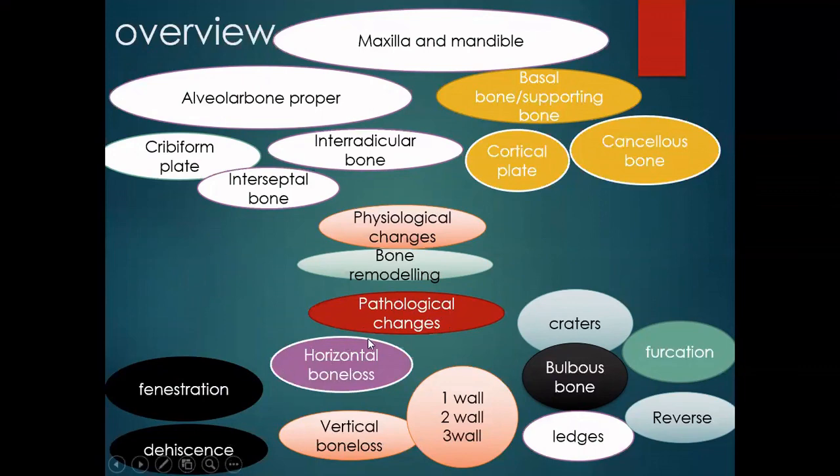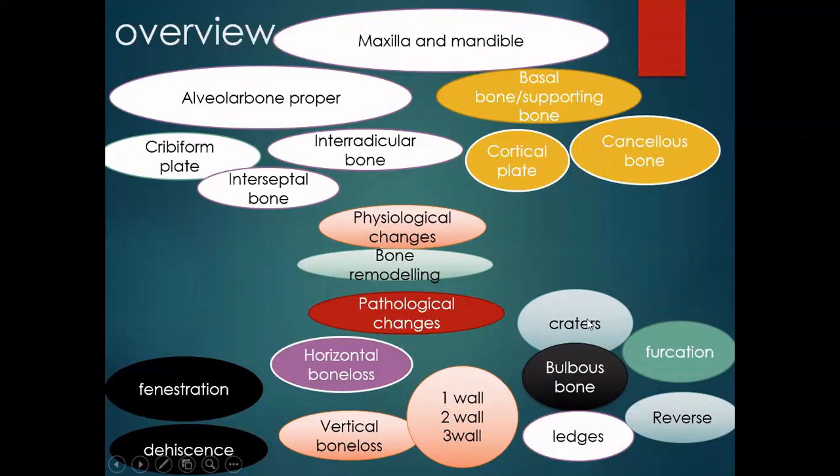Then we have seen the bone loss patterns: the horizontal bone loss and the vertical bone loss. Among these, we have seen the one-wall defect, where one wall is present and three walls are missing, the two-wall defect, where two walls are present and two are missing, and the three-wall defect, where three walls are present and one wall is missing. So these are the vertical bone loss and the horizontal bone loss.